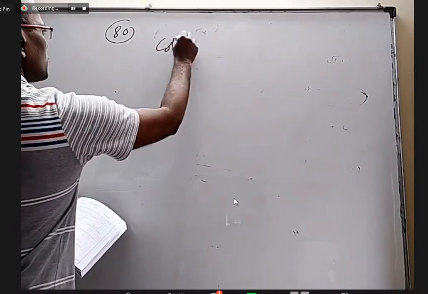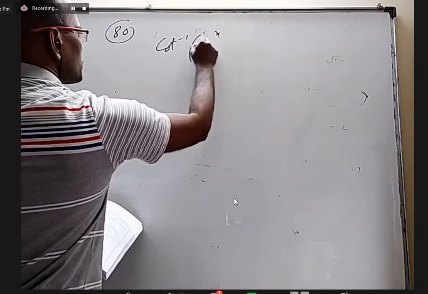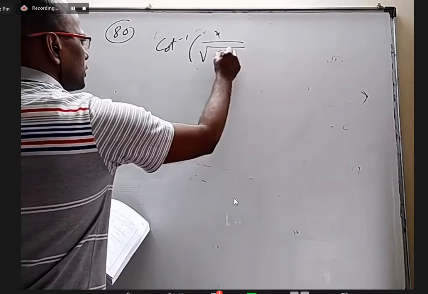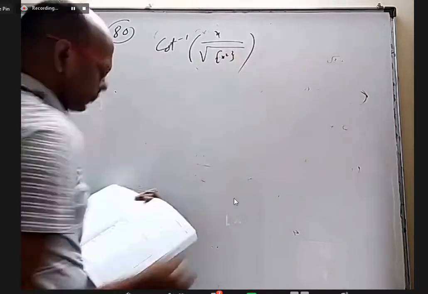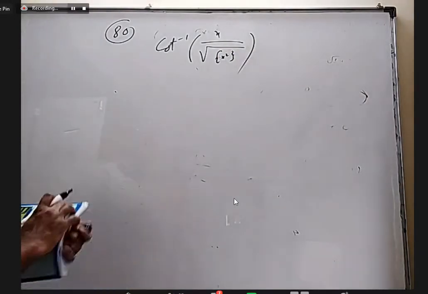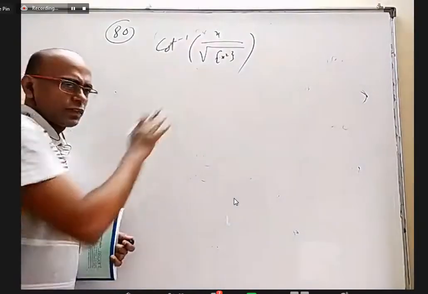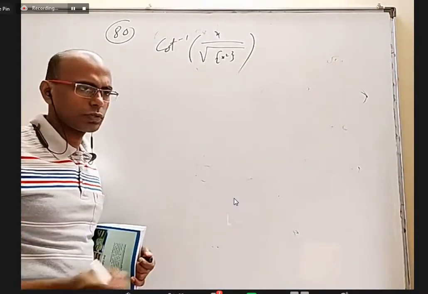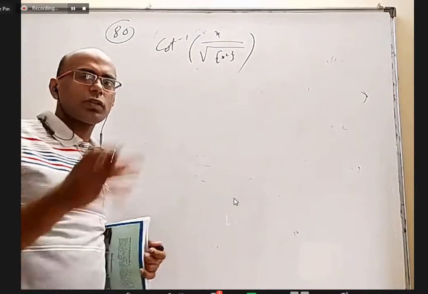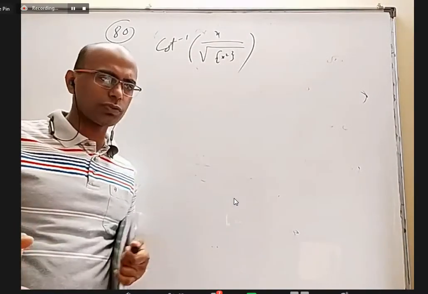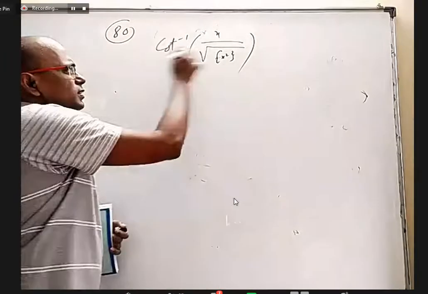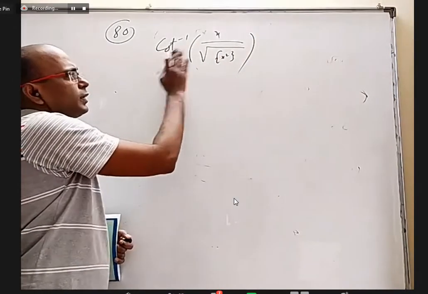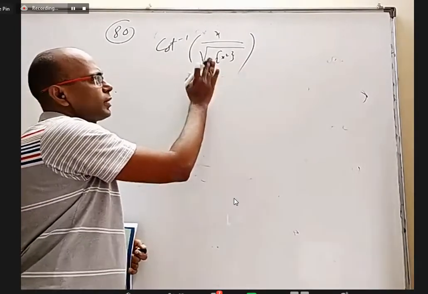Cot inverse x by square root of x square minus integer part of x, that is the fractional part of x square. Okay, cot inverse is always defined. We don't have an issue. Cot inverse of a negative number, cot inverse 0, cot inverse of a positive number, everything is defined. Only sine inverse and cos inverse are defined for between -1 to 1 closed interval. Tan inverse, cot inverse are defined. So there's no restriction on this for the cot inverse part. But the only restriction is the denominator should not be 0.